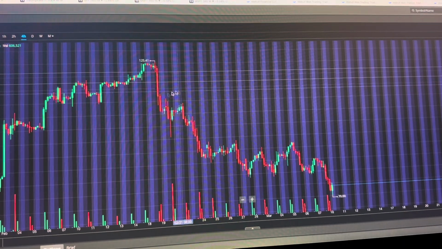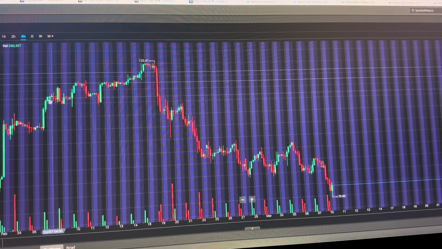So if you look over here, my cursor to the left, you can see that there was a rip to the upside, it came back down, and it bounced off this price point. Went back up, came back down, bounced off of this price point. So it bounced and rejected multiple times. So there you can mark your line or your level.